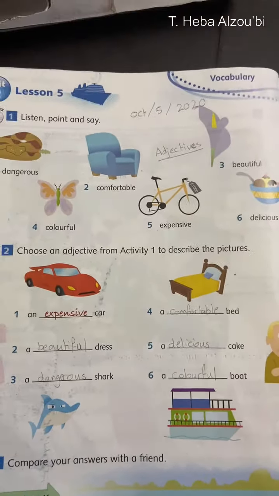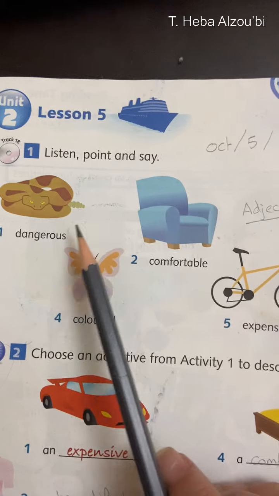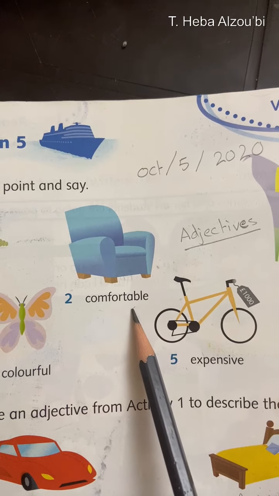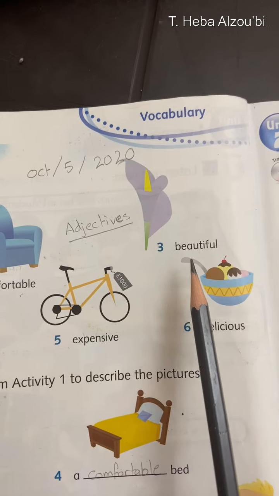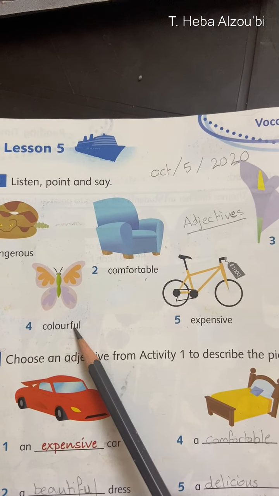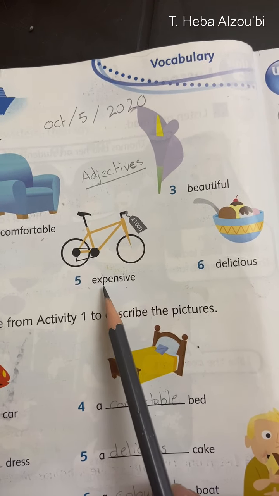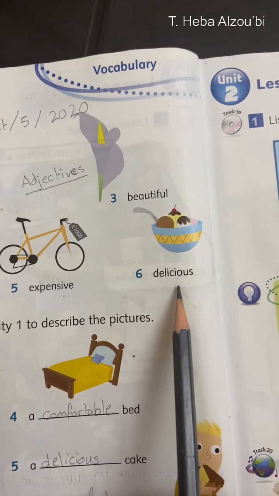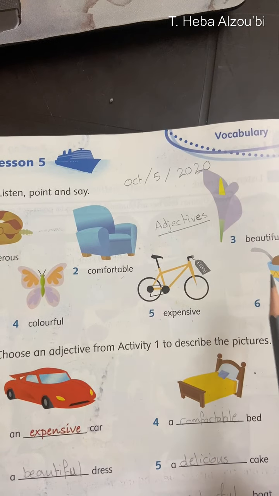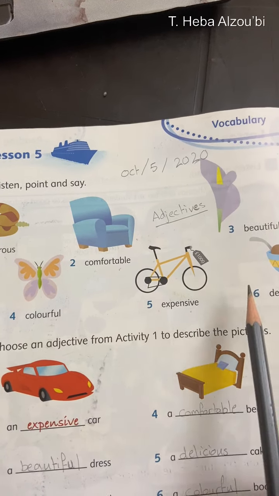And we have learned some long adjectives such as dangerous, comfortable, beautiful, colorful, expensive, delicious. These adjectives are long adjectives because they have more than 3 syllables or more than 3 vowels.